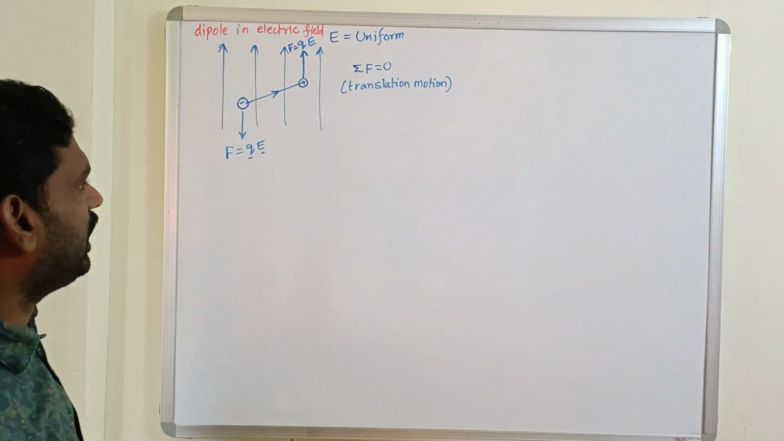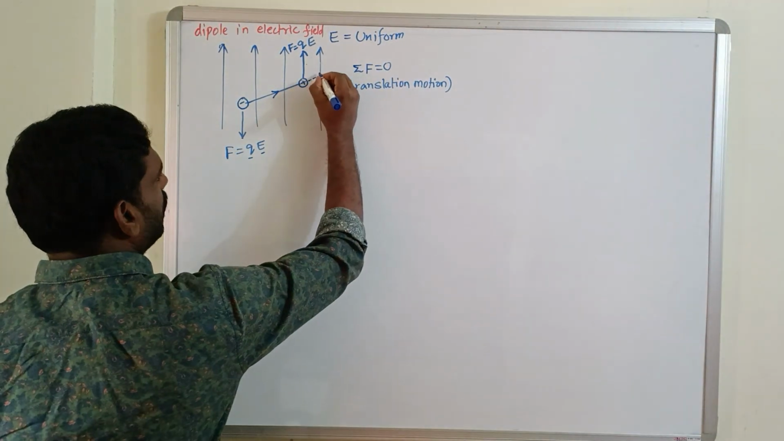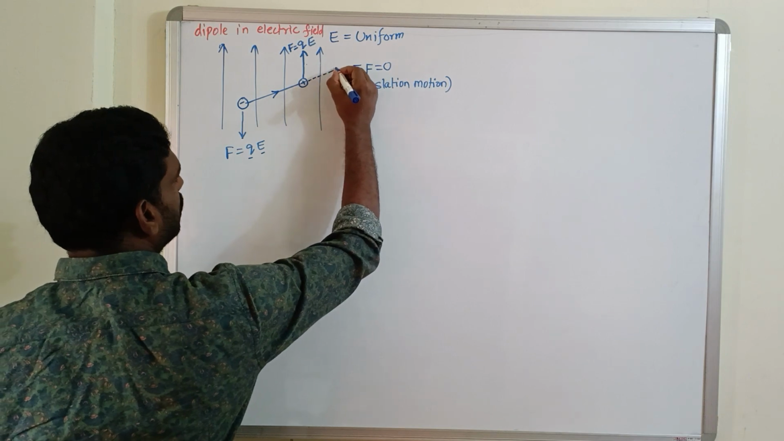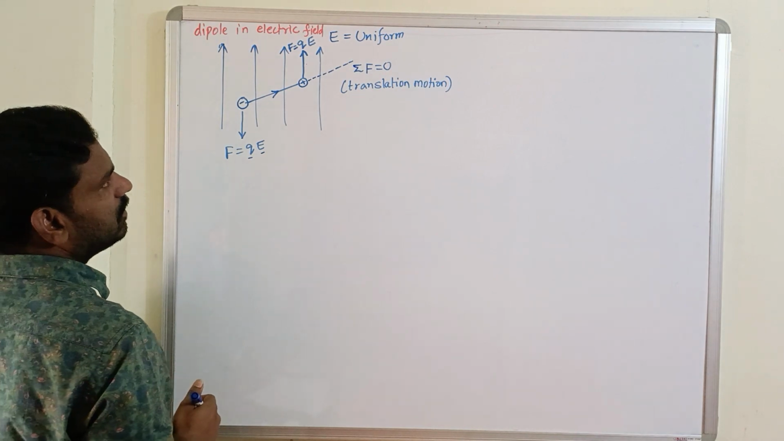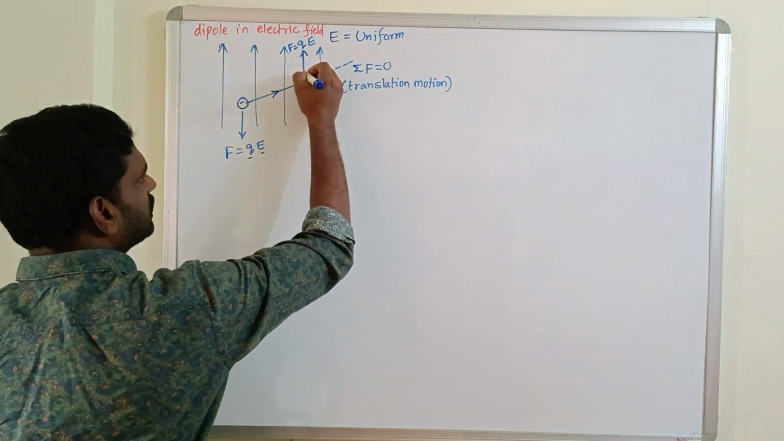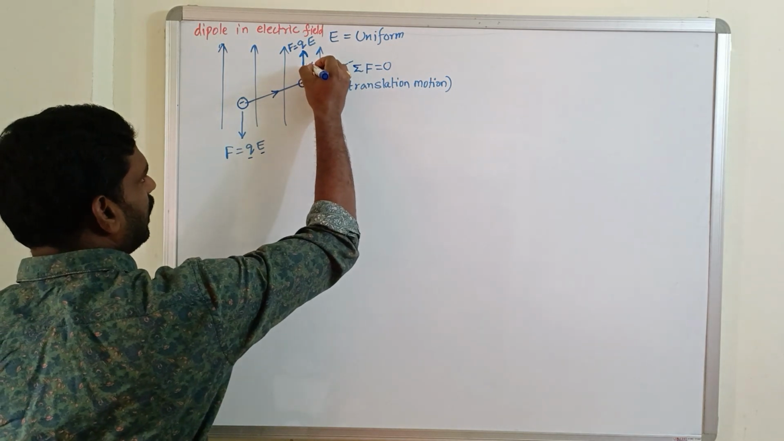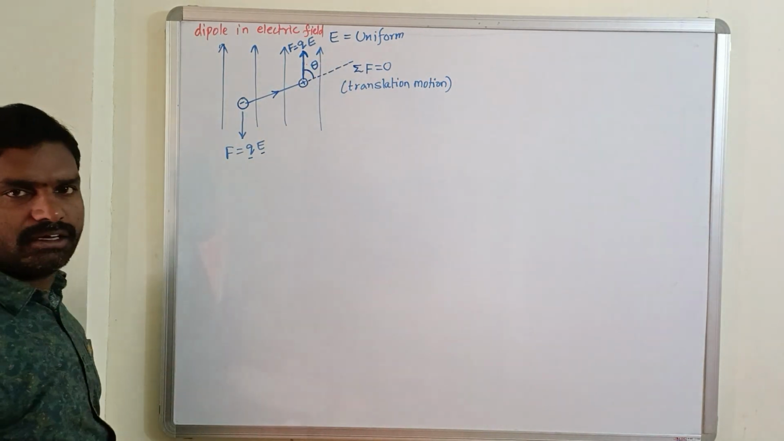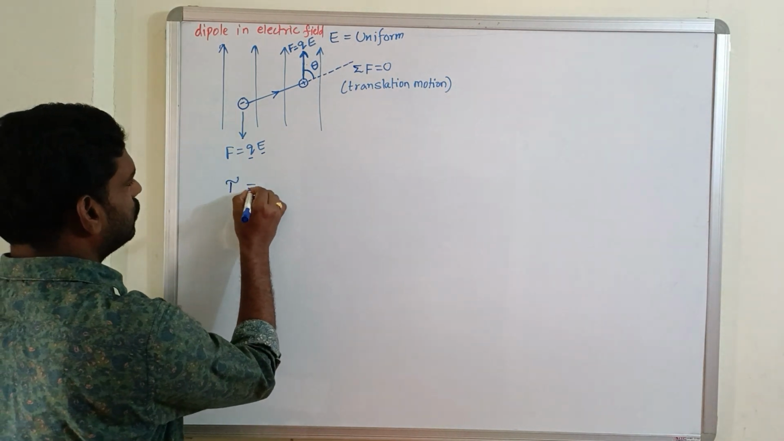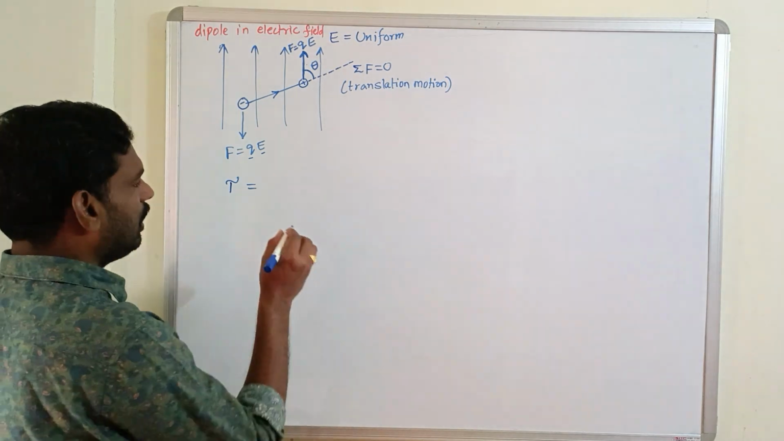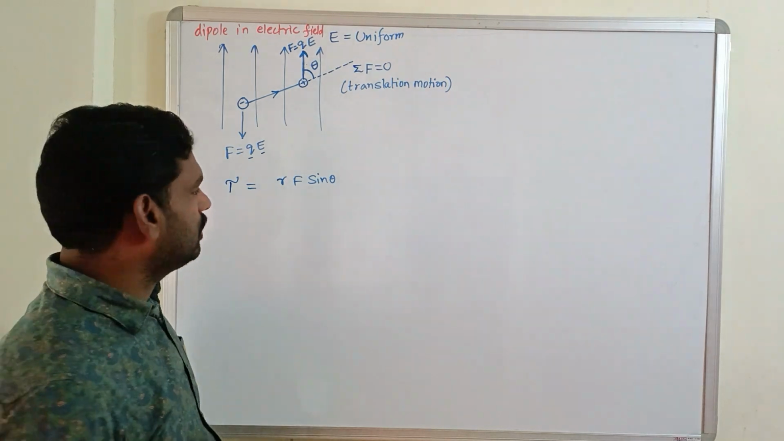There may be some torque. This is the direction of r, the separation between the negative charge and the positive charge, and this is the direction of the electric field. Let the angle between r and E be theta. Now the torque is equal to force into r into sine theta, r F sine theta. We know that.